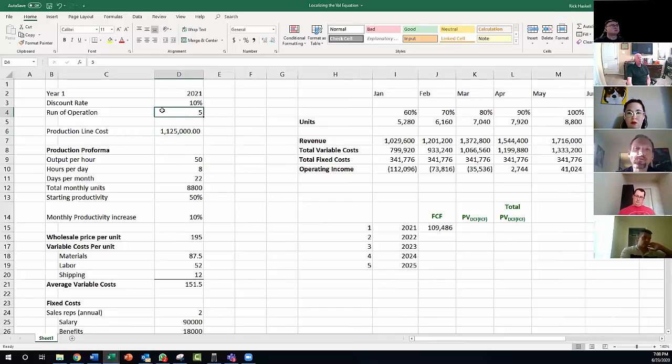I have a discount rate. I have a number of years I want this thing to run to be able to justify itself. I'm starting in 2021. Any additional questions about where I am and why yet?